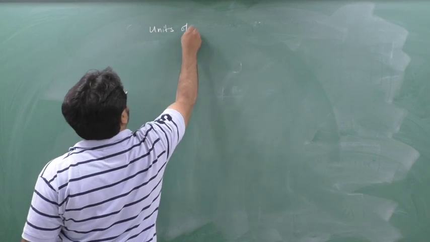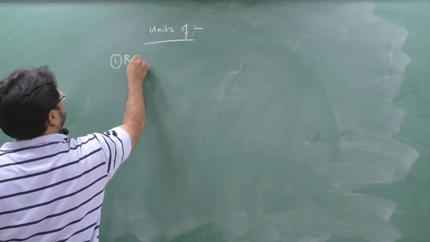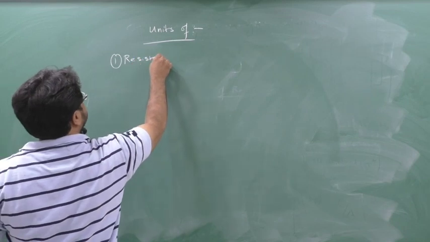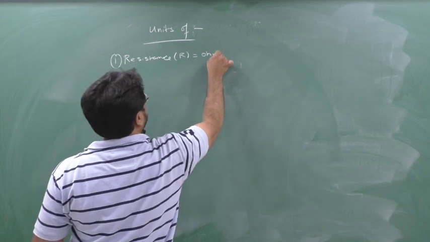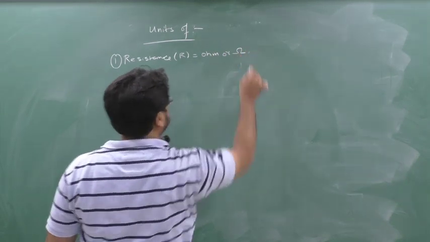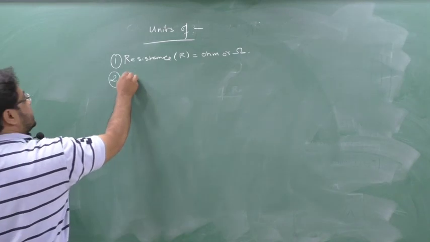Units of, first, resistance. Resistance unit, that is R, is what? Ohm, or we can say ohm. This is the symbol. So second point comes conductance.